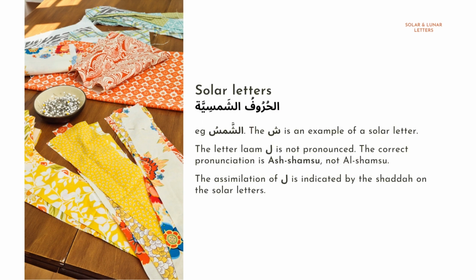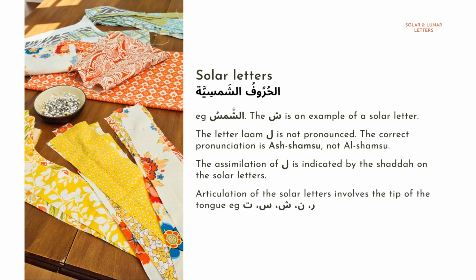We note that the assimilation of the Laam is indicated by the shaddah, which is present on the solar letters. And also the articulation of solar letters is noticed to involve the tip of the tongue. For example, Ra, Na, Shaah, Saah, Taah.